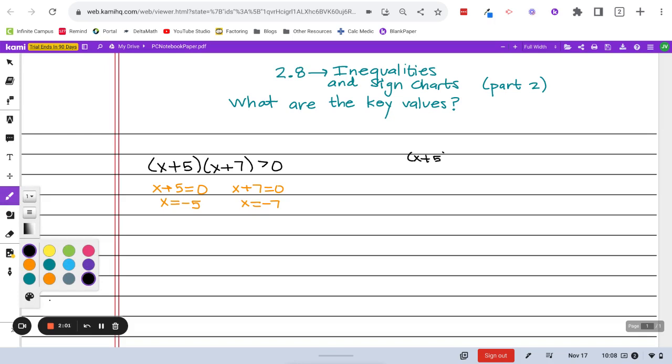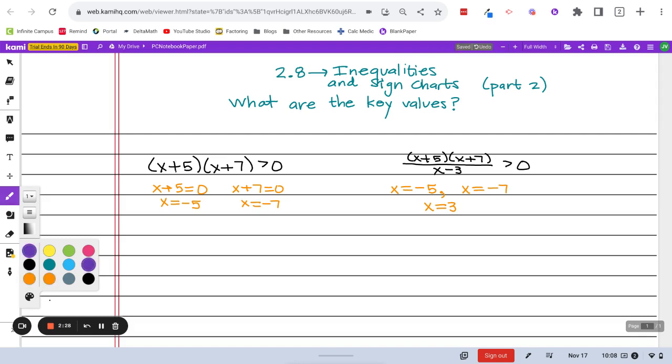I'm going to move my 5 and my 7, and then I'm going to put it over x minus 3. And I'll keep it greater than 0. The inequality doesn't really matter. But yes, -5 would be a key x value. And yes, -7 would be a key x value. But so is 3.